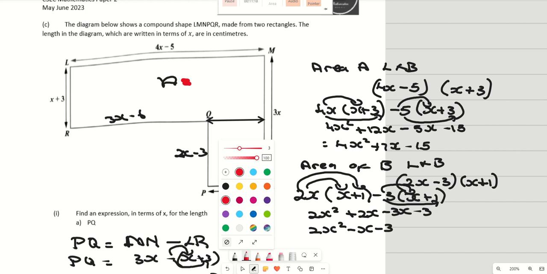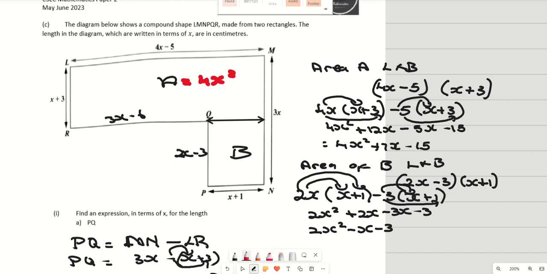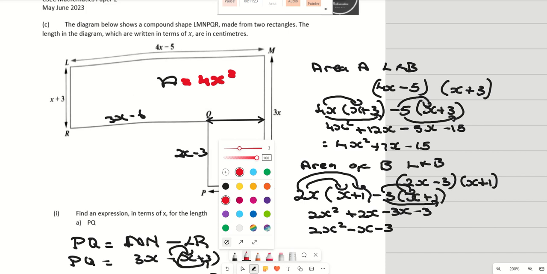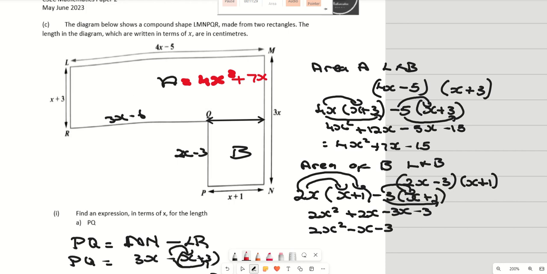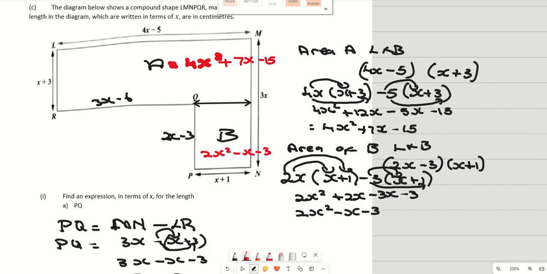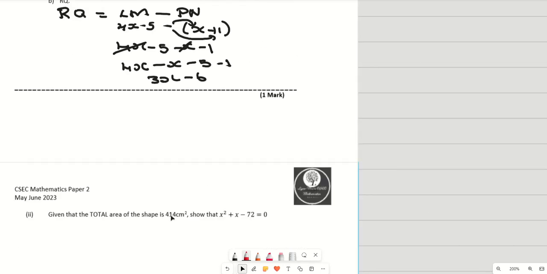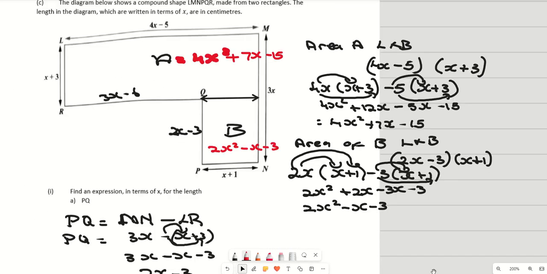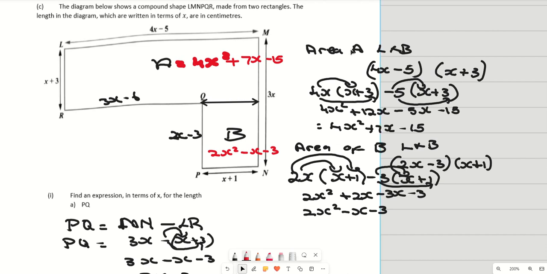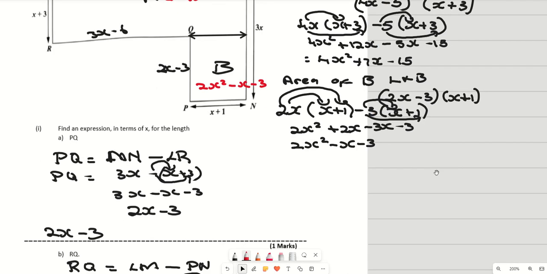Alright, A is 4x squared plus 7x minus 15. And B is 2x squared minus x minus 3. So now they told you that the total area of that compound shape is 414. That means if you add the area of A and the area of B, you're supposed to get 414. So let us do that.